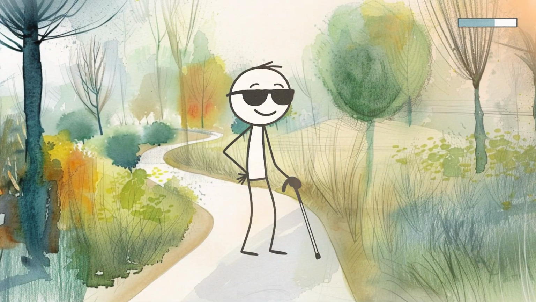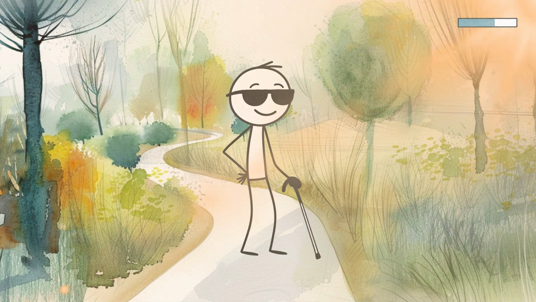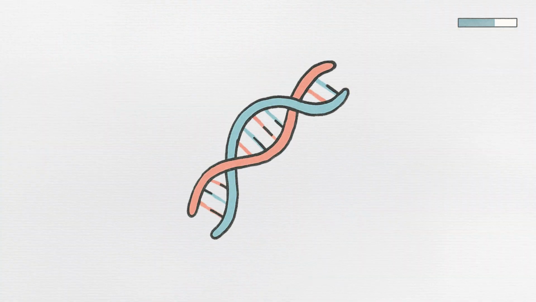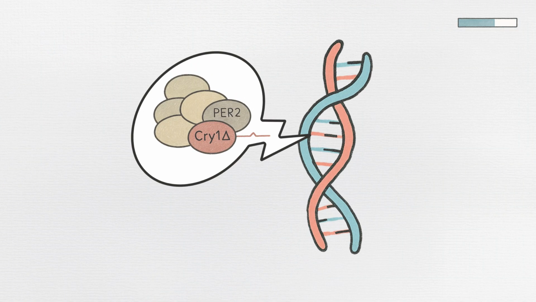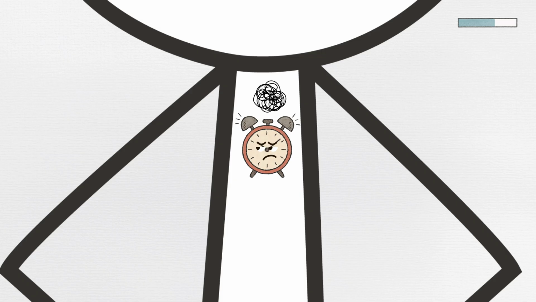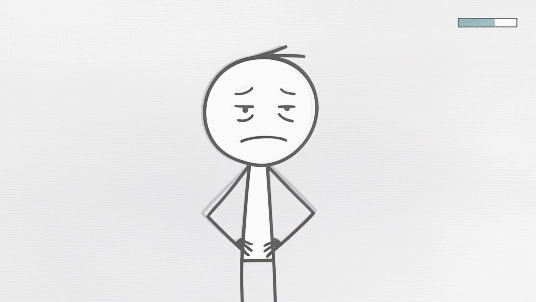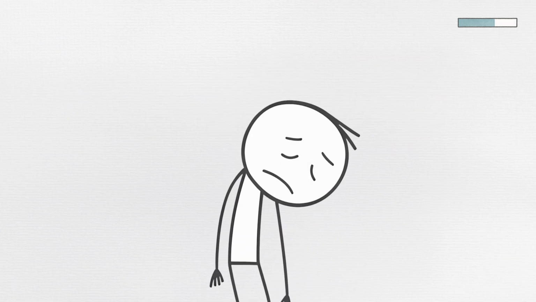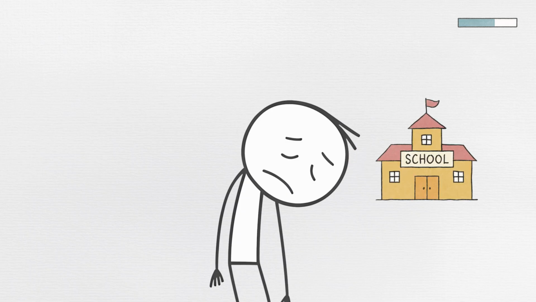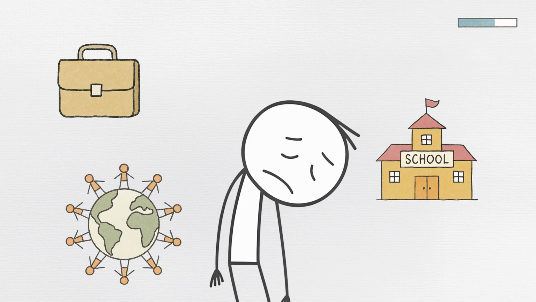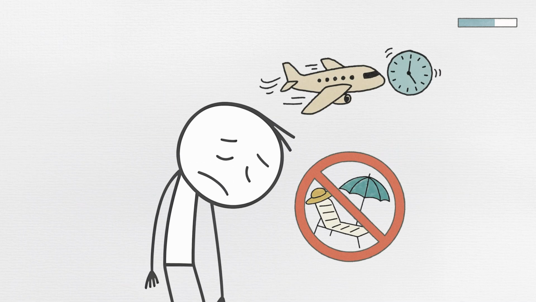It's most common in people who are totally blind, since their brains don't get the light cues that reset the clock each day. But rare genetic mutations, especially in CRY1, PER2, and other circadian genes, can cause this even in sighted people. Their internal clock just ignores all signals. There's no cure. Just a rotating cycle of wakefulness and exhaustion, forever out of sync with school, work, and society. It's like permanent jet lag, but without the vacation.